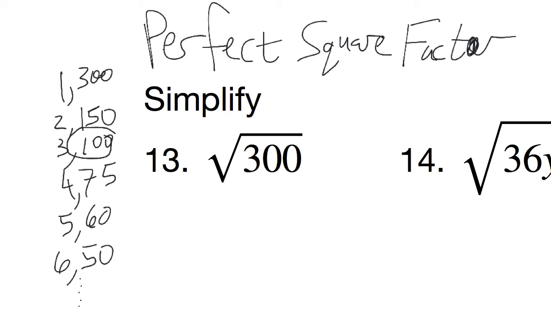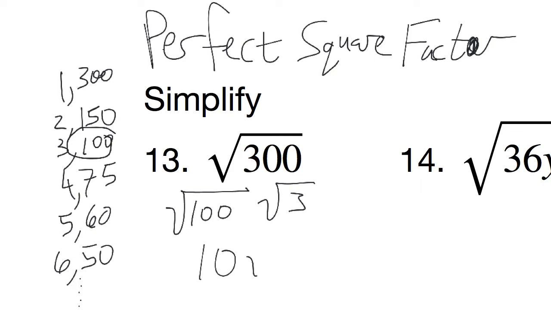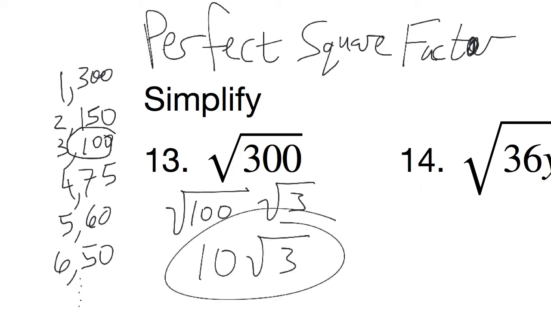But the largest perfect square that I can find is going to be 100. So I'm going to rewrite this with 100 first, 100 and square root of 3. I picked a perfect square factor. 100 is both a perfect square and a factor of 300. So that when I simplify this, I get 10 square roots of 3. That's simplified.